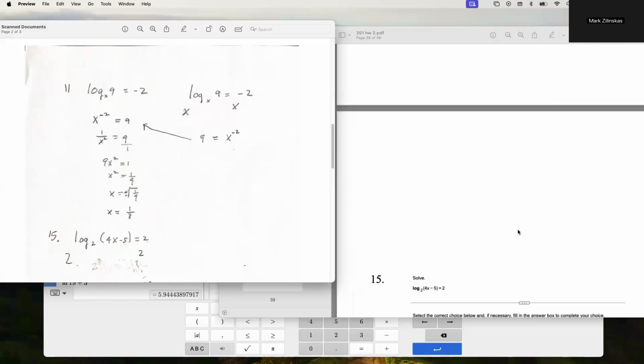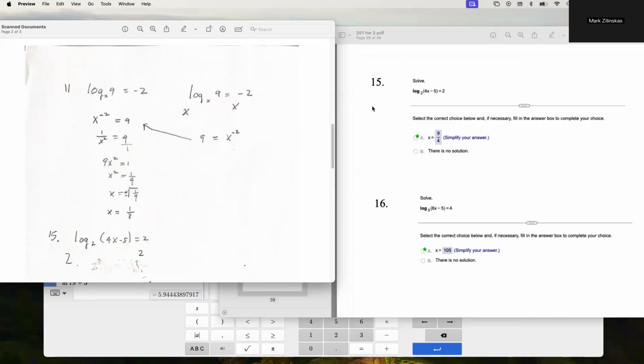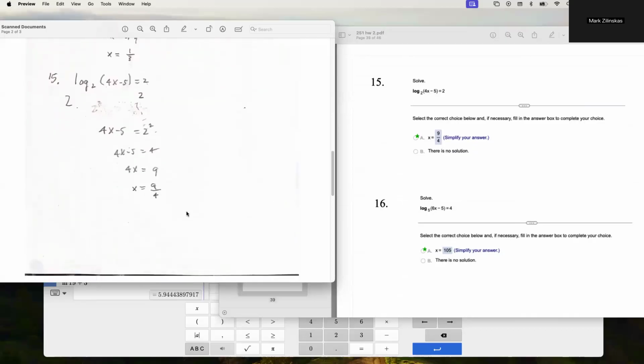Okay, if I get down to 15 here, again, a little bit more complex. Notice here, I'm going to take the exponential to base 2. I could do that either by the definition, and it's going to give me the same place. So I take 2 to the second power here. These cancel one another out, right? 2 raised to the log base 2, they cancel each other out because they're inverse functions. So I'm just left with 4x minus 5. So that's just 4x minus 5 equals 4. Add 5 to both sides, divide by 4, and I get 9/4. And there's my solution there.